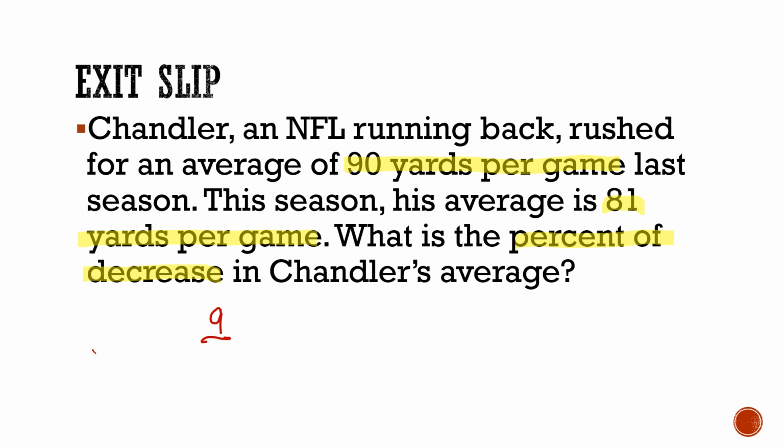So how much was it originally? Well, he originally was rushing for 90 yards per game. So 9 over 90. When you do 9 divided by 90 in your calculator, you'll get 0.1. And then we're going to change that to a percentage by moving your decimal 2 places to the right, which is 10%. And we already know that it was a 10% decrease. The question's already telling us that it's a decrease, so we don't have to put that into our answer. But we can see that it was a decrease because it went from 90 down to 81.